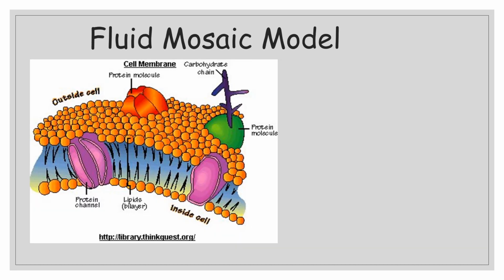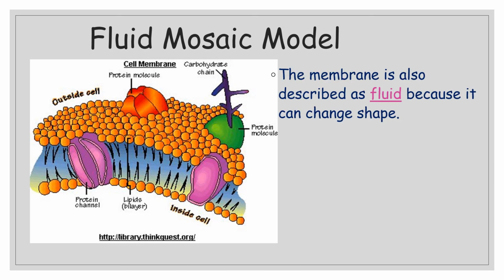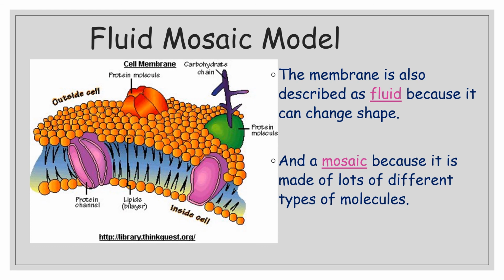The cell membrane is also referred to as a fluid mosaic model for 2 simple reasons. The membrane is described as fluid because it can change shape, so it can bend and move due to pressures inside and outside of the cell, but also those proteins that are embedded within our phospholipid bilayer can also move around. They're not in a fixed position. And mosaic because it's made of lots of different types of molecules. So we've got proteins in here. Obviously, as you go higher up in your biology, you might learn about some other substances, but at the moment we are just saying that a cell membrane consists of phospholipids and proteins.